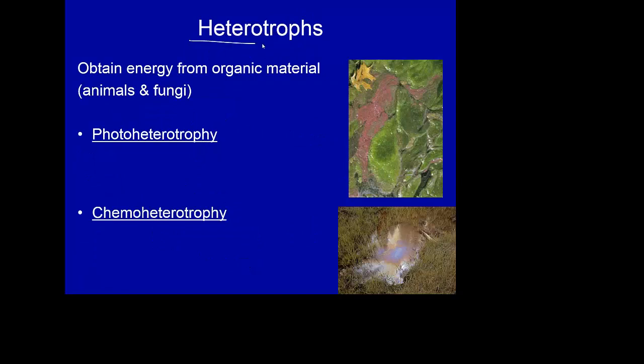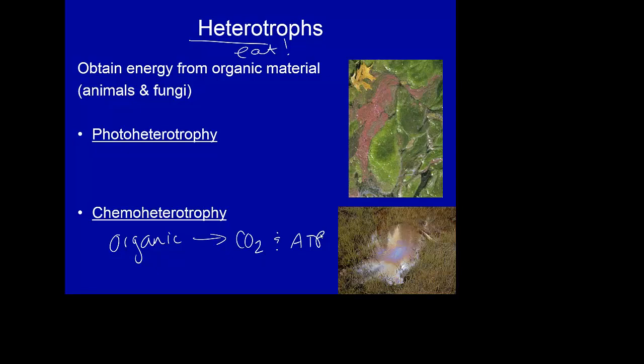Heterotrophs mean that you need to eat someone else. You can't produce your own food. So from that standpoint, we would look at you as being a chemoheterotroph, taking an organic molecule like sugar and then breaking it down into CO2 and energy, ATP in the case of you.